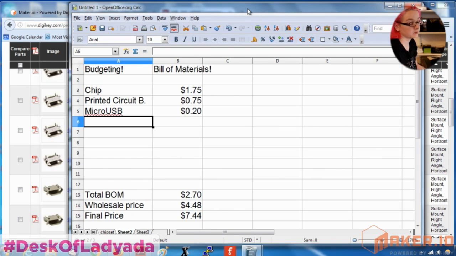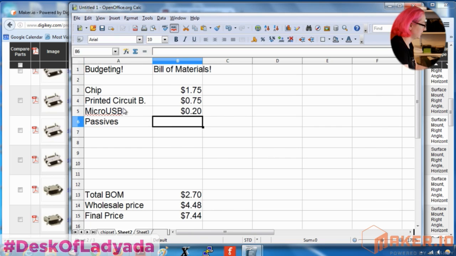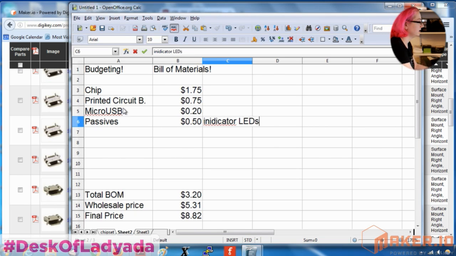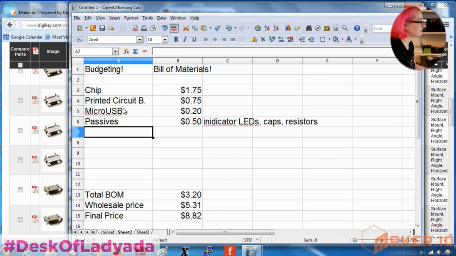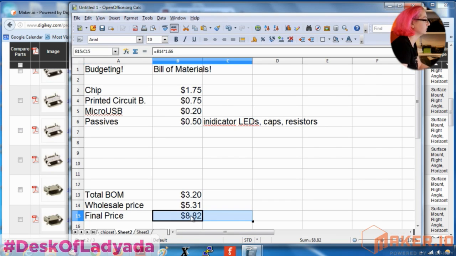Okay, so that's just the minimal. And then there's also going to be passives. I give myself 50 cents for passives. This includes indicator LEDs, caps, resistors. It depends. Until you design, you don't know exactly how many resistors and capacitors, but I know I'm not going to have too many components, so I'm just going to budget 50 cents. So already we're up to about half of our budget.